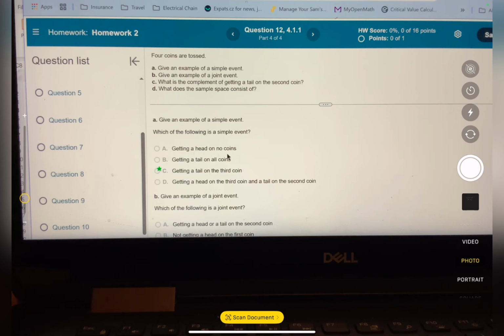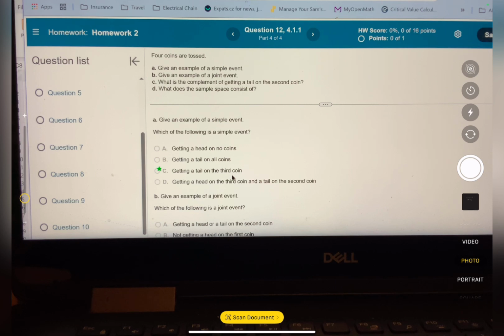Getting a head on no coins, which is not possible. If we have coins, there has to be head and tail. So this is nonsense. The answer: getting a head and tail on all coins. That is not going to be a simple event because on all coins means several outcomes, right? So C, getting a tail on the third coin. Third coin, it still means one coin, right? That's why it is a simple event.